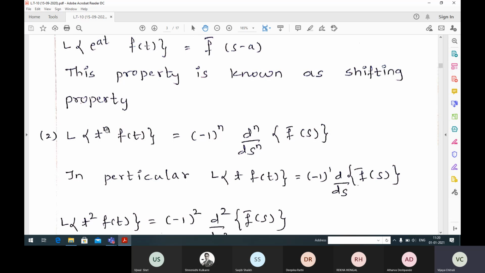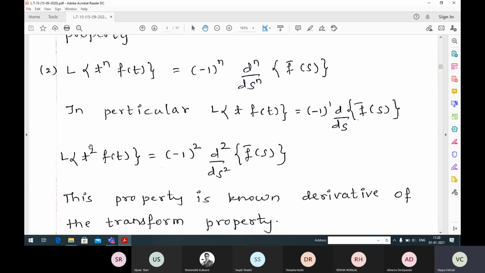In particular, you can take n is equal to 1, 2, 3, and so on. Suppose n is equal to 1, then Laplace transform of t f of t is equal to minus 1 raised to 1 d by ds. The nth derivative with n as 1 means d by ds of f bar s.